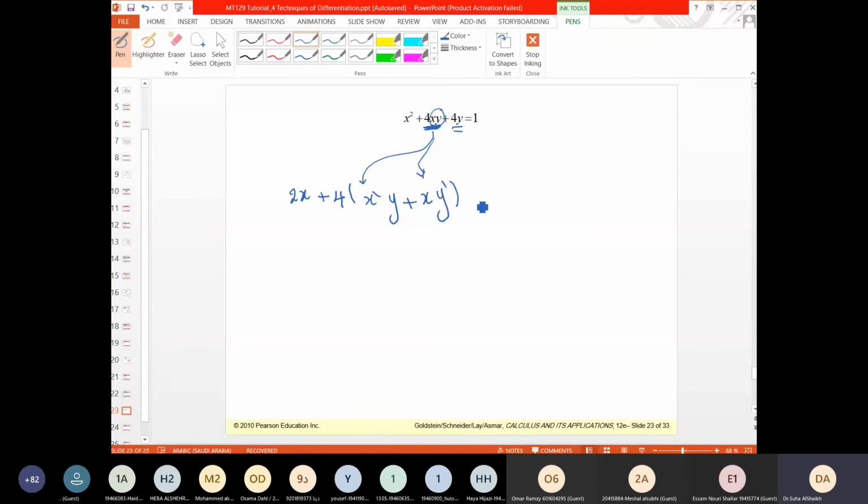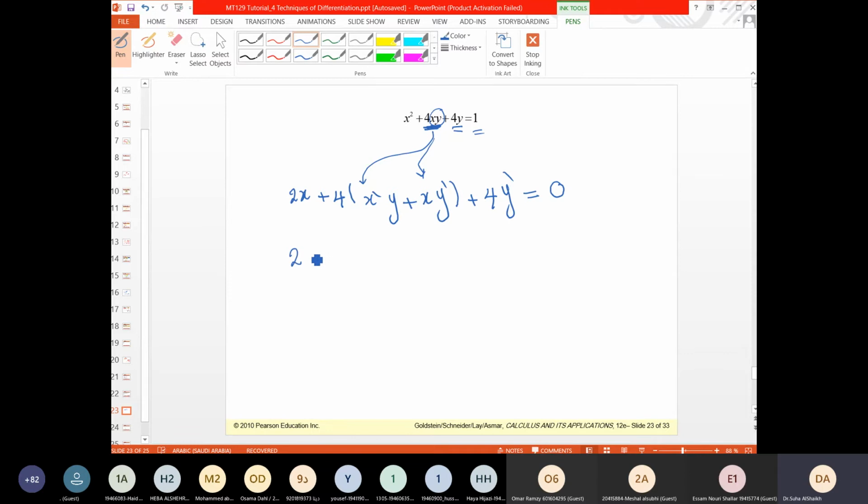What's the derivative of the 4y now? Excellent. Derivative of 4y is 4, but we have to multiply with y dash. It's 4y dash. That's correct. What's the derivative of the 1? 0. This step is still not finished. Yeah, we still didn't finish this part.